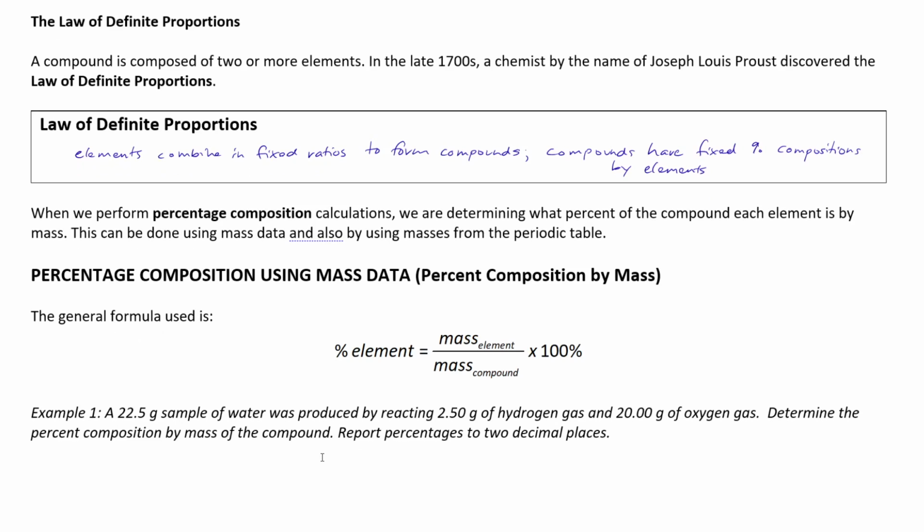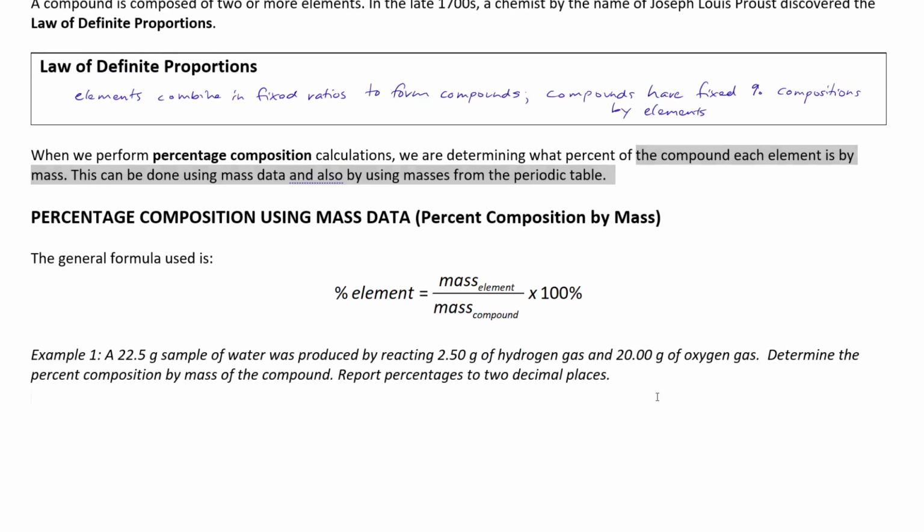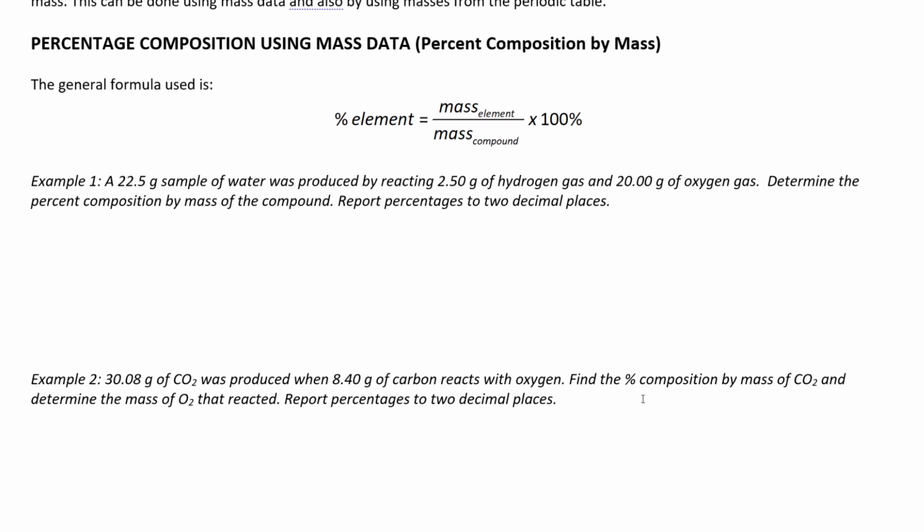When we perform percentage composition calculations, we are determining what percent of the compound each element is by using mass. We can do this with mass data, and we can also do this using masses from the periodic table. So the first way we're going to tackle this is using mass data. The general formula used is percentage of an element is the mass of the element over the mass of the compound times 100%. So a 22.5 gram sample of water was produced by reacting 2.5 grams of hydrogen gas and 20 grams of oxygen gas. Determine the percentage composition by mass of the compound and report the percentages to two decimal places.